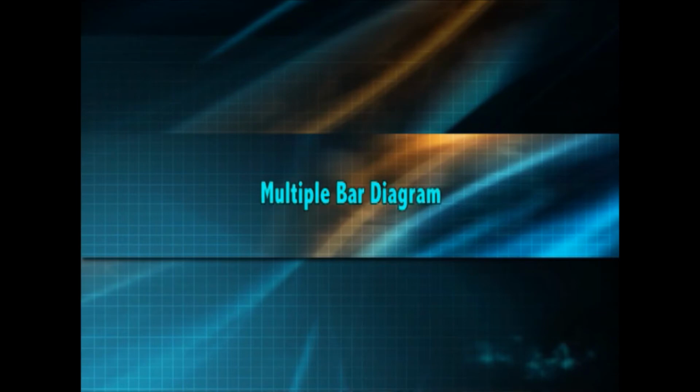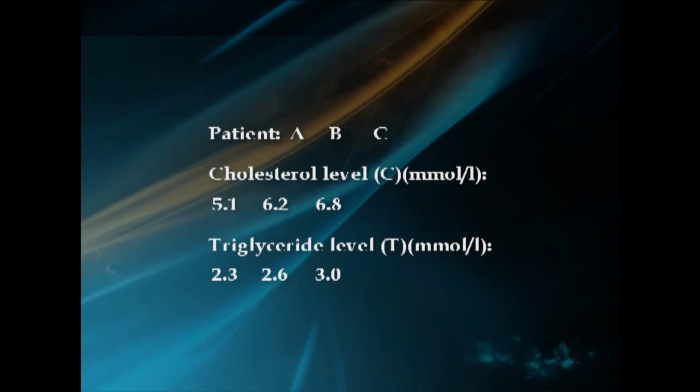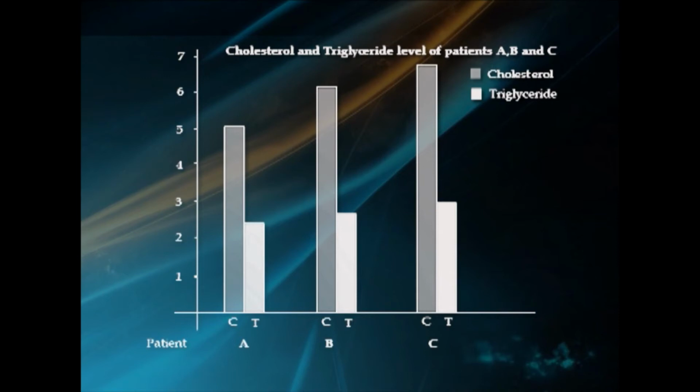3. Multiple bar diagram. To represent two or more interrelated data in one bar diagram, we use a multiple bar diagram. Each set of variables is represented by a set of bars placed close to each other. Consider the data on cholesterol and triglyceride measurement of 3 patients before starting a special diet. Patients A, B and C. Cholesterol level 5.1, 6.2, 6.8. Triglyceride level 2.3, 2.6 and 3. A multiple bar diagram for the above data is as follows.